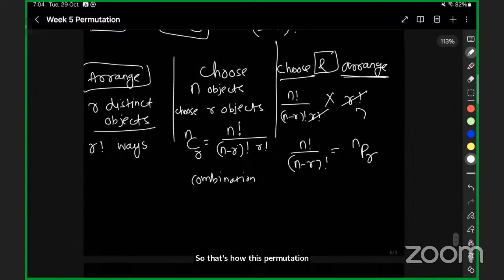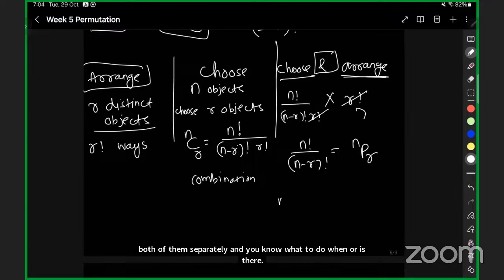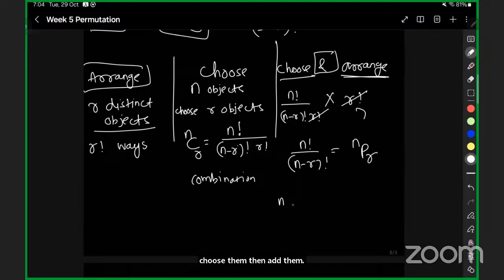Whenever you get a question, you have to think, what is it? Is it choosing? Is it just arranging? Is it choosing and arranging? Or sometimes you have to do choose or arrange. There is no formula for that, but you know how to do both of them separately, and you know what to do when 'or' is there. So you add them. If n objects are there and we have to arrange r objects, it is n factorial by (n minus r) factorial, that's it.